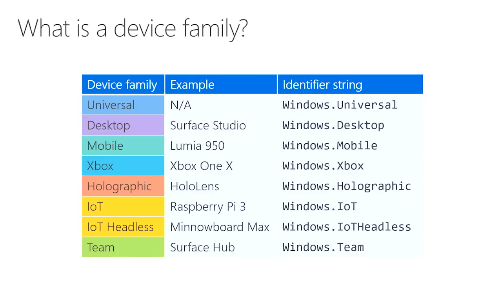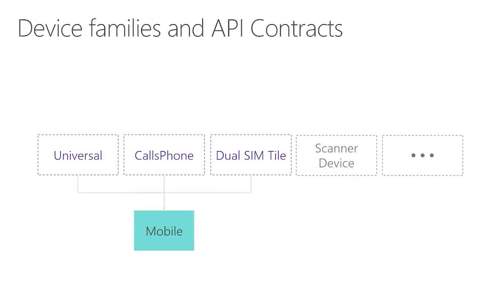Now, before I move on, I should talk about this universal device family. This is actually a virtual device family. It's not a specific type of device, but it's actually all devices. If you're in the universal family, it basically means all Windows 10 devices are in this universal family. And it turns out this is actually important in terms of declarations. Hence the name universal.